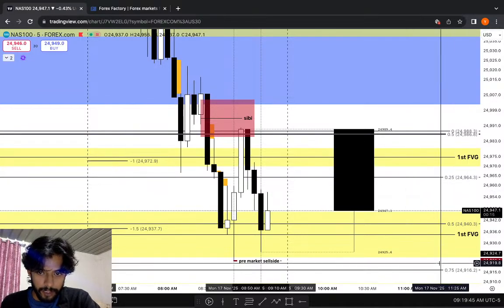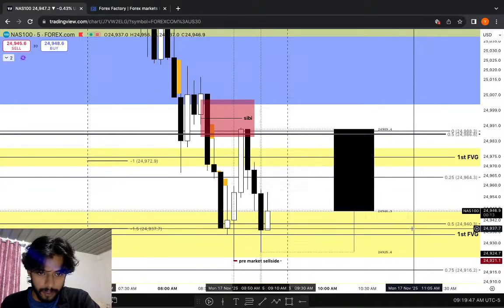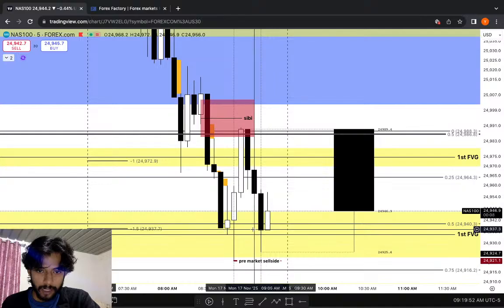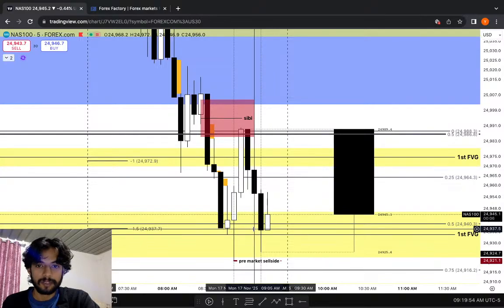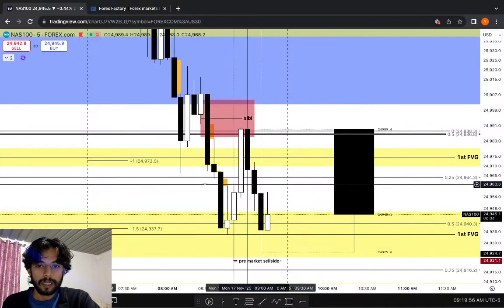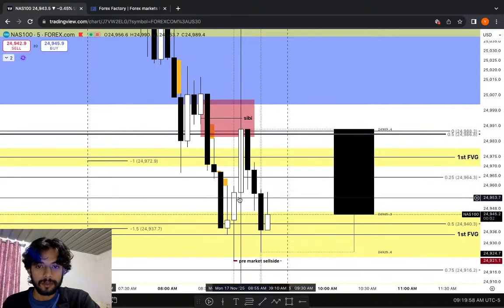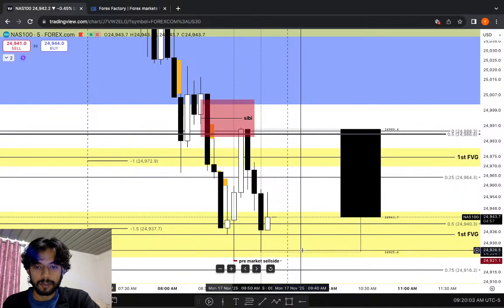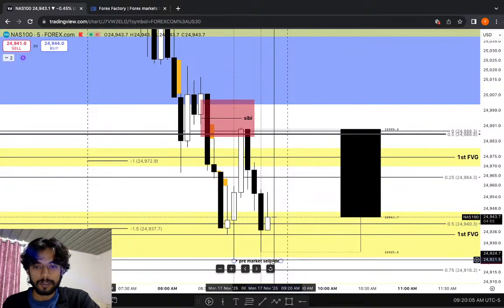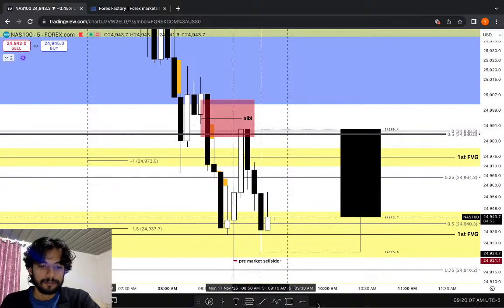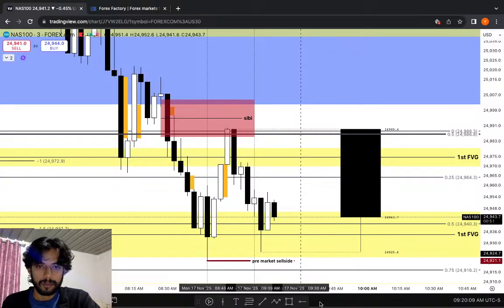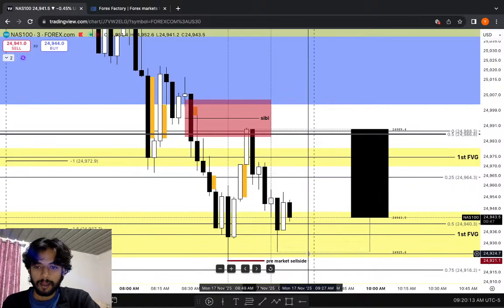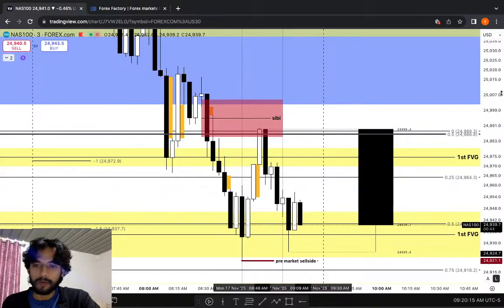But now the interesting thing to watch out for is that the bodies of the candles stay near the negative 1.5 standard deviation. This candle right here acts as the bearish order block, and when the price goes lower and takes out pre-market sell side, then whatever it wants to do, it can do.